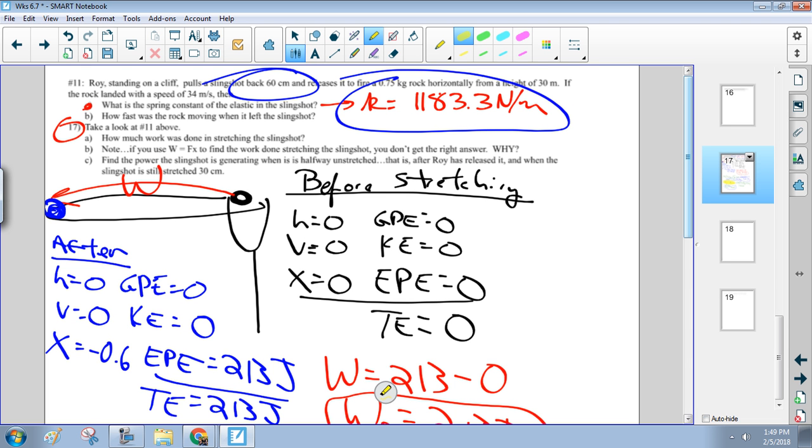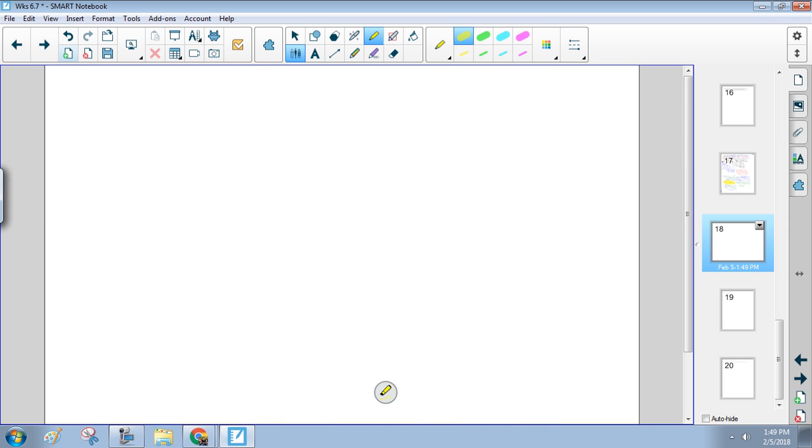That is, after Roy has released it, and when the slingshot is still stretched 30 centimeters. Okay? So, in other words, it's this.